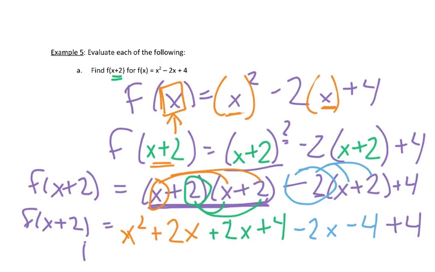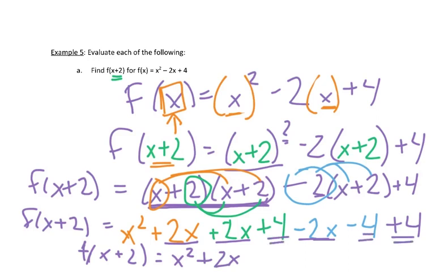So we would get f of x plus 2 equals, there's no other x squared, so I just write x squared. Here's 2x plus 2x minus 2x. So that gives me just a positive 2x. And then 4 minus 4 plus 4 is just plus 4. So that's our answer: x squared plus 2x plus 4.